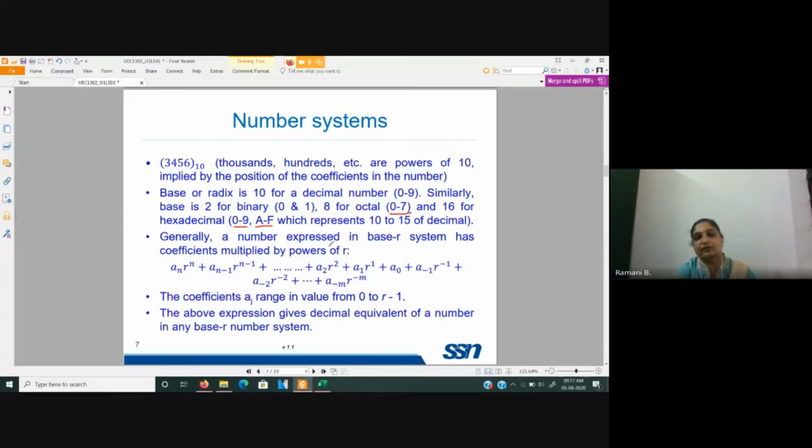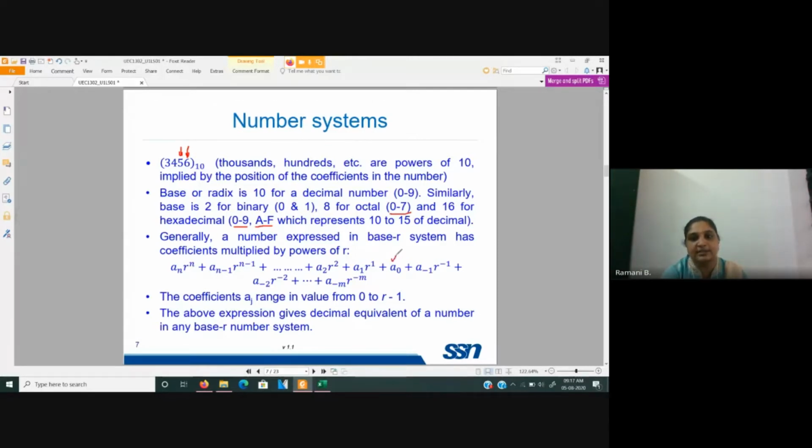For example, let us consider this 3456 itself. 6 is my 0th position, that is what we call the ones place. 5 is the first position, 4 is the second position, and 3 is the third position. Based on that, this is 3 into 10 power 3, 4 into 10 power 2, 5 into 10 power 1, and 6 into 10 power 0, that is nothing but 1. So any number system is represented in this form only. That is what is mentioned here.